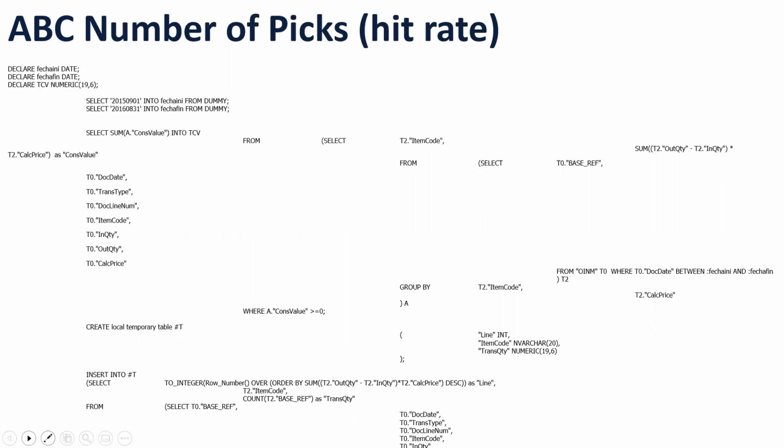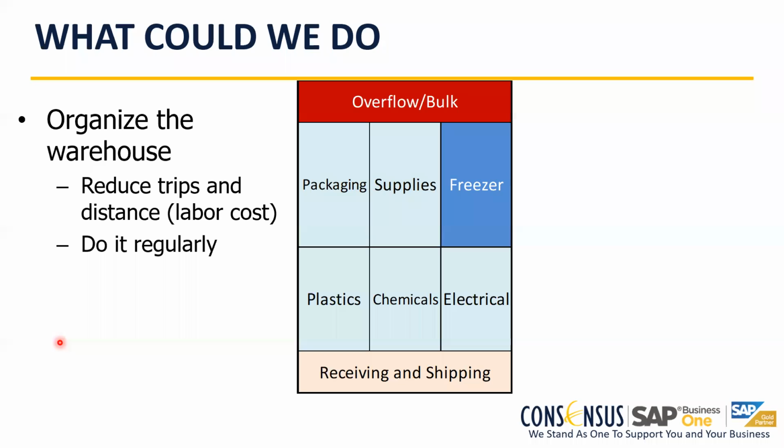So let me show you what we find regularly when we go to a new customer for an implementation. You normally find a warehouse that is organized in a logical way, and sometimes you have to do it. So don't take me wrong, sometimes you have to do it. So first of all, you have a receiving and shipping area, maybe receiving on the left, shipping on the right, or vice versa. And then you organize the warehouse based on the type of items.